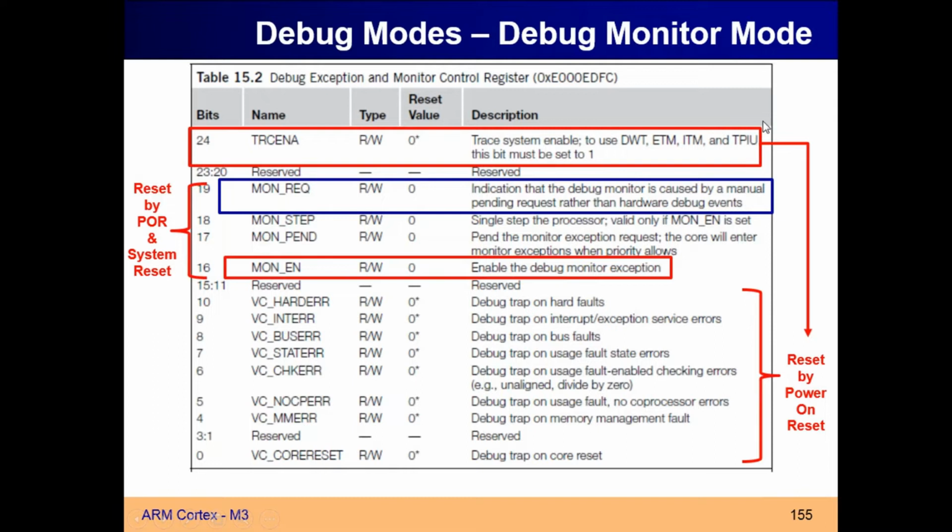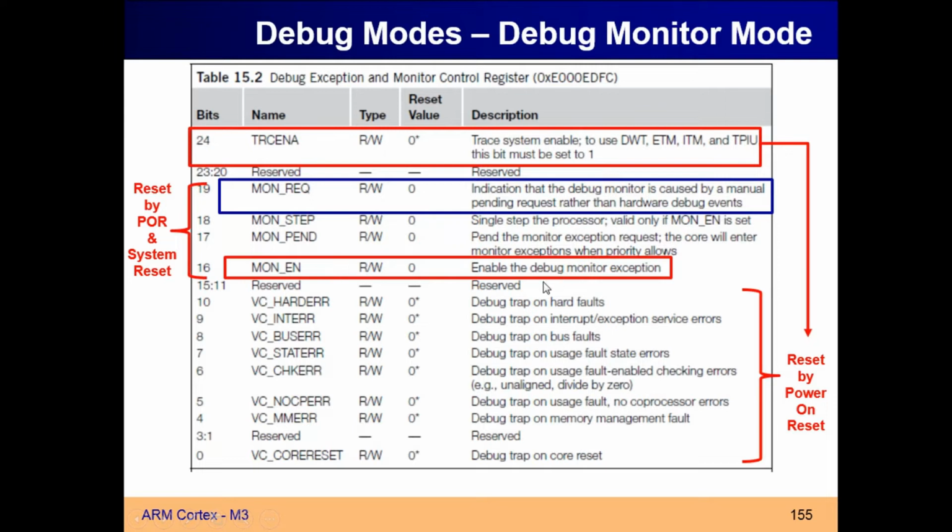These bits, vector catch as well as trace enable bit, can only be reset on power on reset. System reset will not reset these bits. But the monitor bits, starting with monitor underscore, the debug monitor bits, can be reset by power on reset and by system reset. Both can reset this.